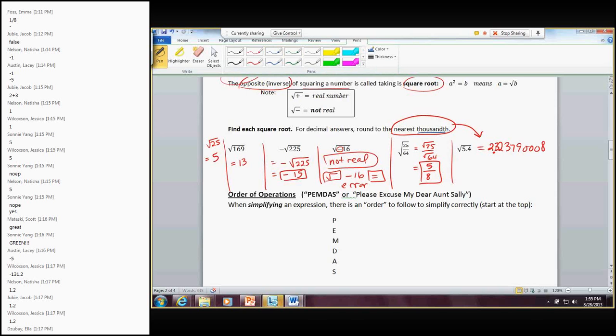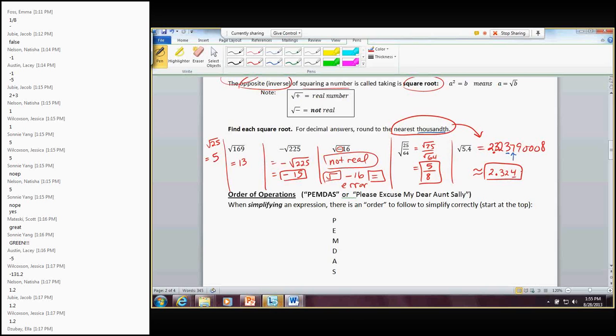Three decimal places. So you look at this guy, if it's 5 or higher, what do you do? You round up. Very good. Okay, so you round the 3 up to 4.